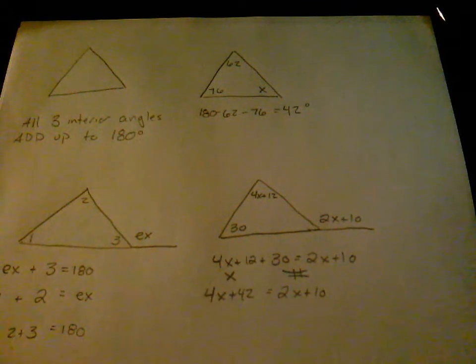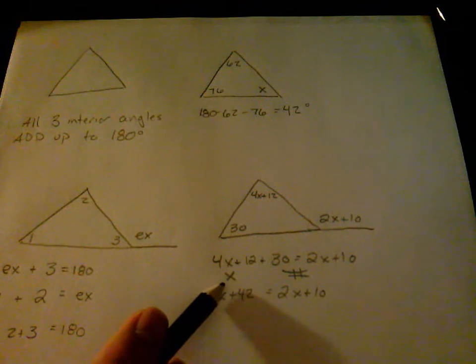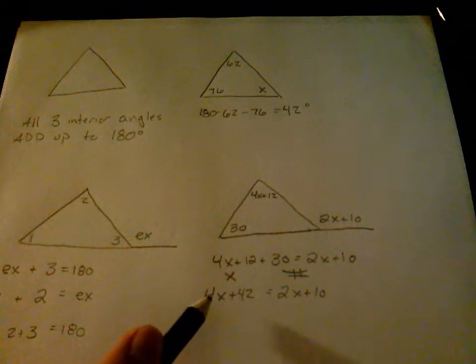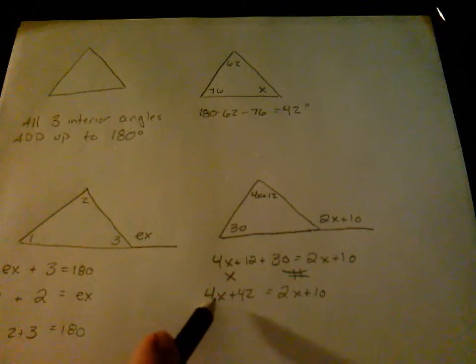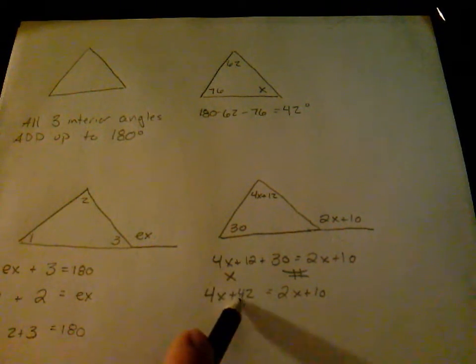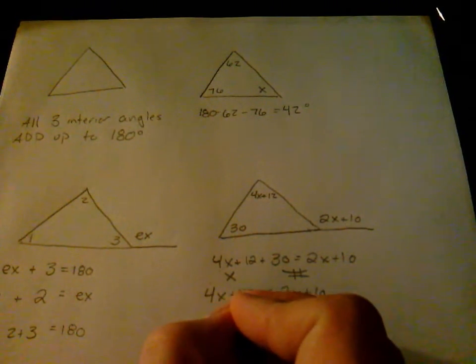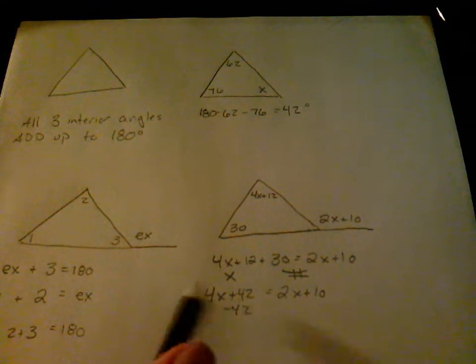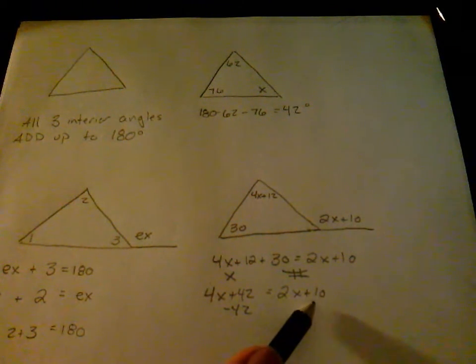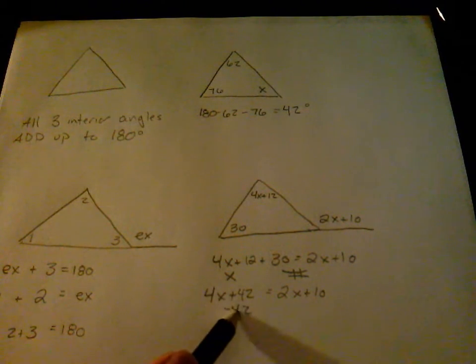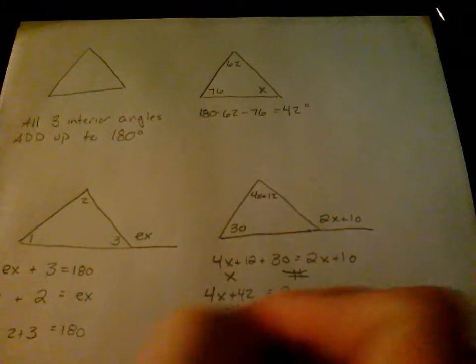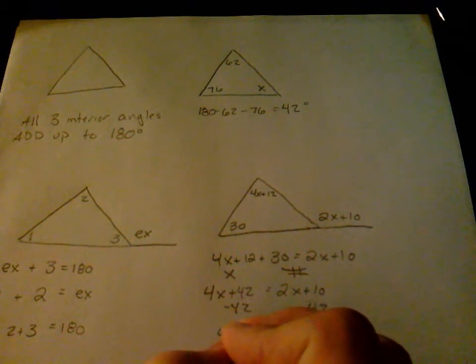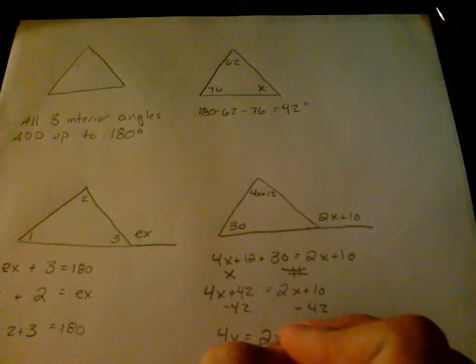So first let's look at what's in the x house, as I call it. If you have two people living in the x house, 4x and 42, who doesn't belong there? Well, 4x belongs there because it's the x house, so we have to get rid of the 42. So you always subtract the 42. And then you have to subtract the 42 on this side, but we do it from the 10, because once again, this doesn't have an x and this doesn't have an x. So that's the two things we have to subtract from. This becomes 4x equals 2x minus 32.